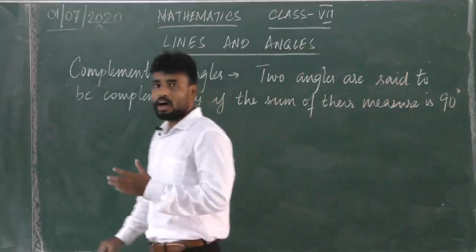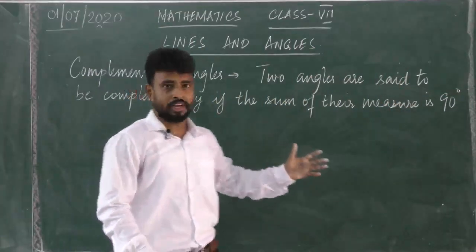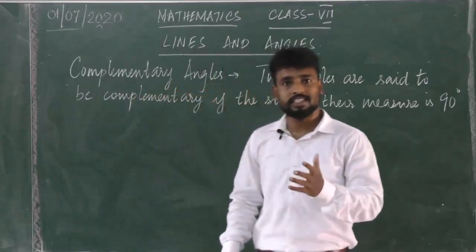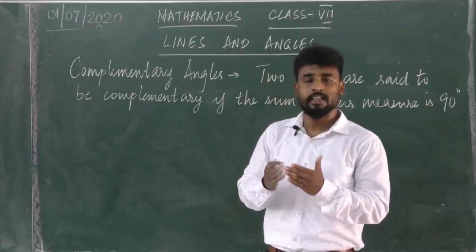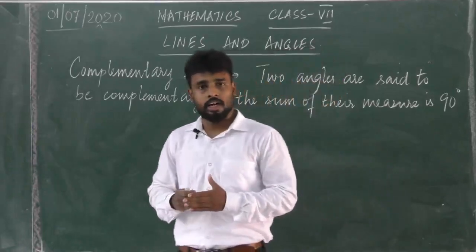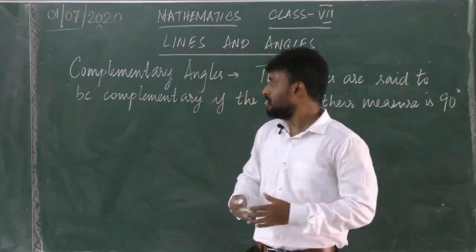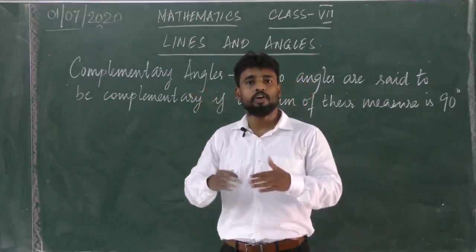Two angles are said to be complementary if the sum of the measure is 90 degrees. Always remember, two angles when they sum up to 90 degrees are called complementary angles. Also remember that each angle is said to be the complement of the other.